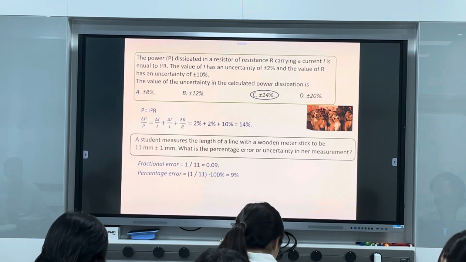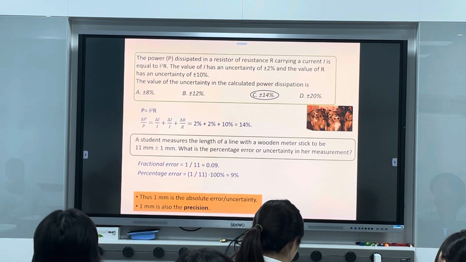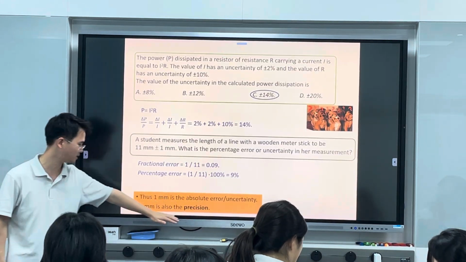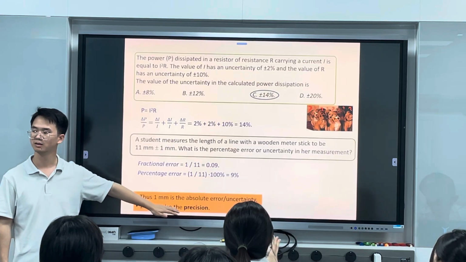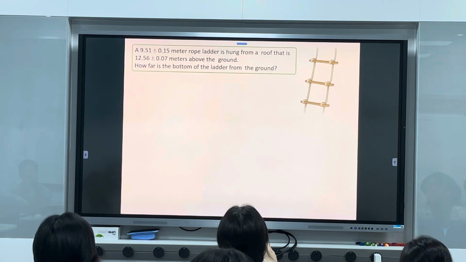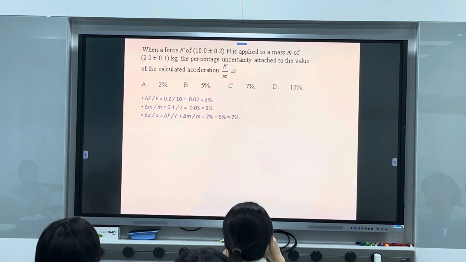I'm not going to do the thing here, but notice that 1 milliliter is the absolute error uncertainty, and the 1 millimeter here is also the precision. Okay? All right. So more practice questions. Let's just skip.